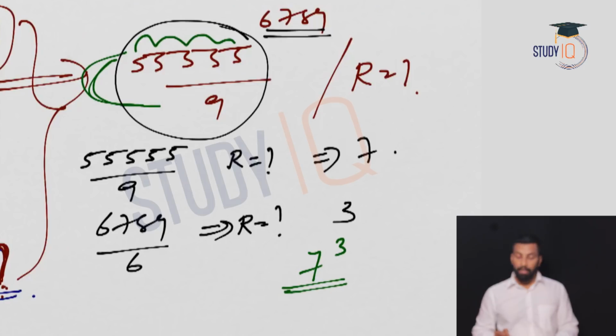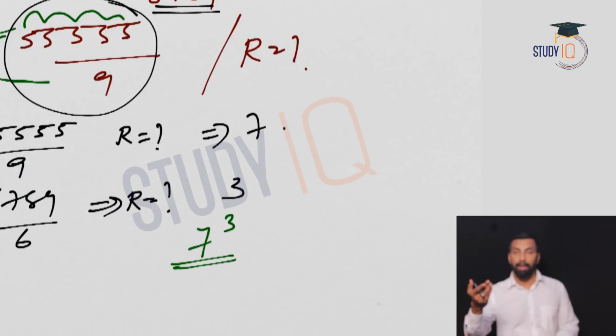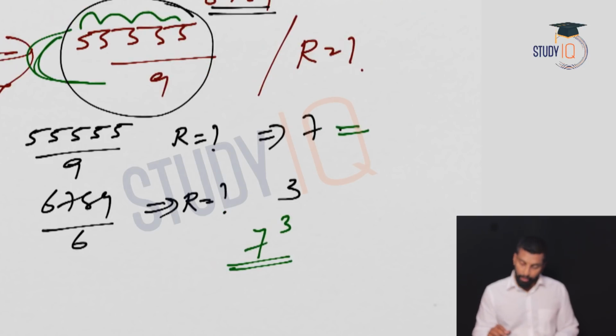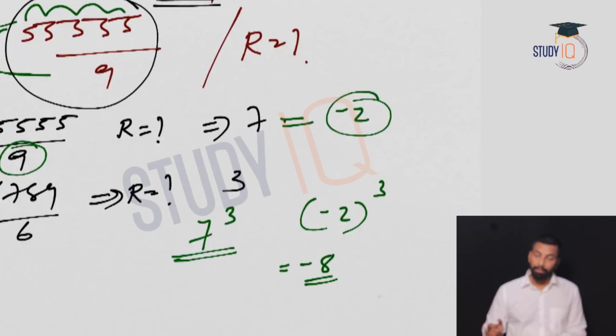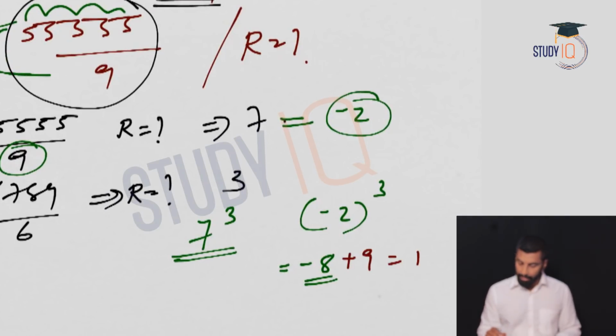So what is your answer? 7 raised to 3. Now 7 raised to 3 is obviously greater than 9, so you need to divide, right? Or instead of 7 you can also write it as minus 2, because this is 9. So if it is minus 2, you can write it as minus 2 raised to 3, which is equal to minus 8, right? Minus 8 means how will you convert? You add 9, you get 1 as the remainder.